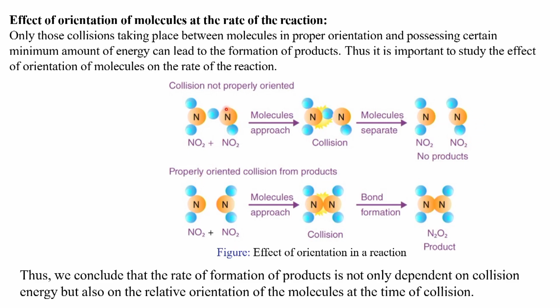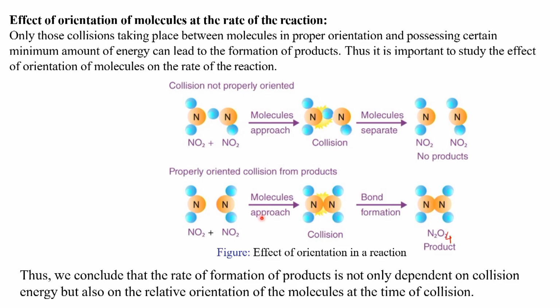Now it will rotate, and then this nitrogen will face the other nitrogen like this. Again we are considering NO2 and NO2, and they are properly oriented now. When these molecules approach each other, they collide like this, and then we get N2O4. So we get the N2O4 product here.